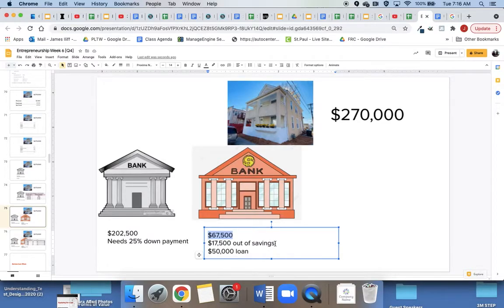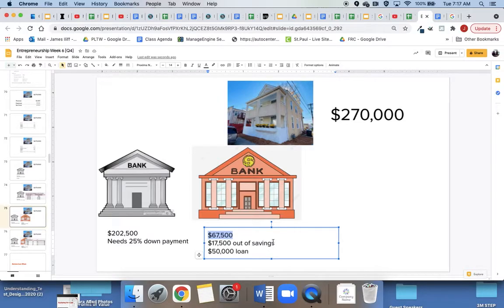Now, this is where you get to decide how much you think you can pull out of your savings. So maybe you've worked for 5 years, 10 years after college, and let's say you have $17,000 saved up. Well, if you have $17,000 saved up that you can invest in this house here, you only need to borrow from this bank $50,000, because 50 plus 17 equals 67. So you'll have this money.